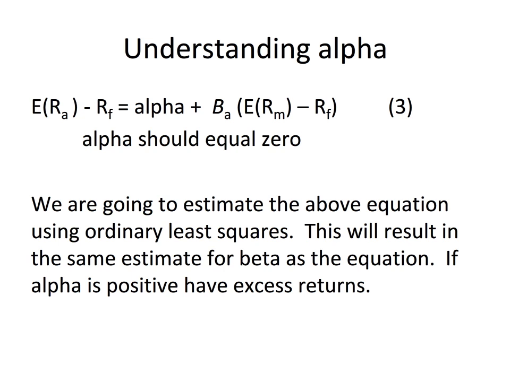Here in this equation, CAPM is actually controlling for the risk of the asset. And if the risk of the asset is higher than the market, it should have higher returns. And if it has higher returns than its risk characteristic should lead us to believe, we will see positive alphas.